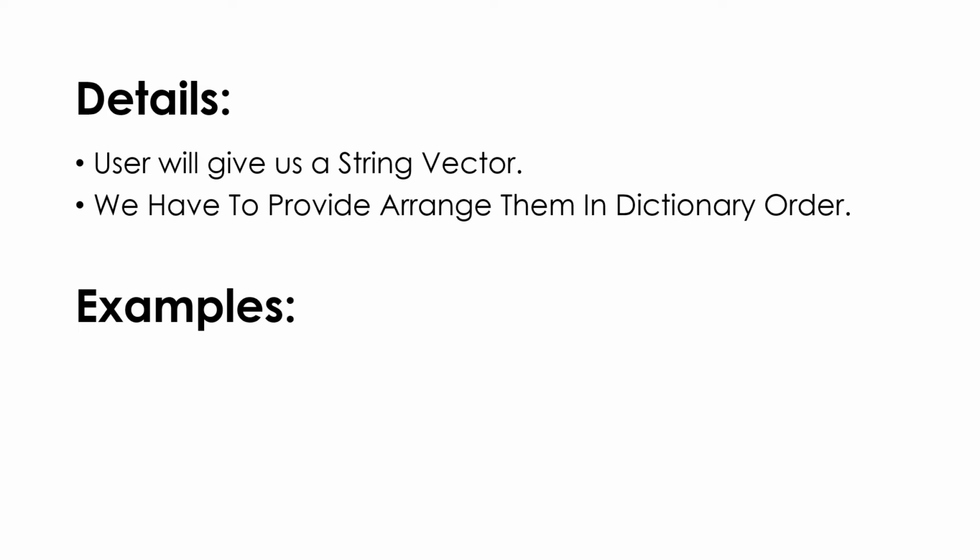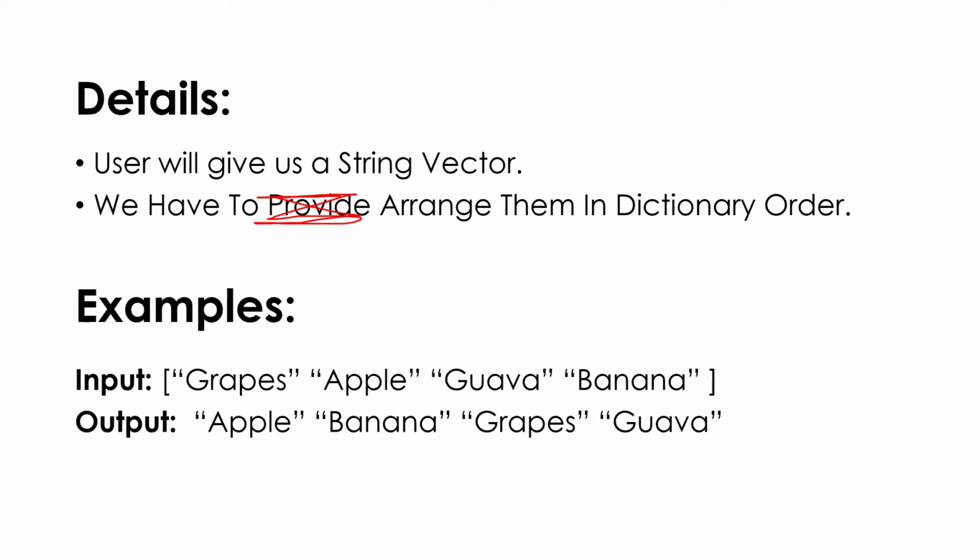The user will give us a string vector, a vector in which strings will be present, and we have to arrange them in dictionary order. For example, if the user says grapes, apple, guava, banana, then we have to give apple, banana, grapes, guava. This question gets interesting when the first letter is the same, then we have to check the second letter. If the second is the same, then you check the third. If the third is the same, then we check the fourth. That's where the question gets interesting.